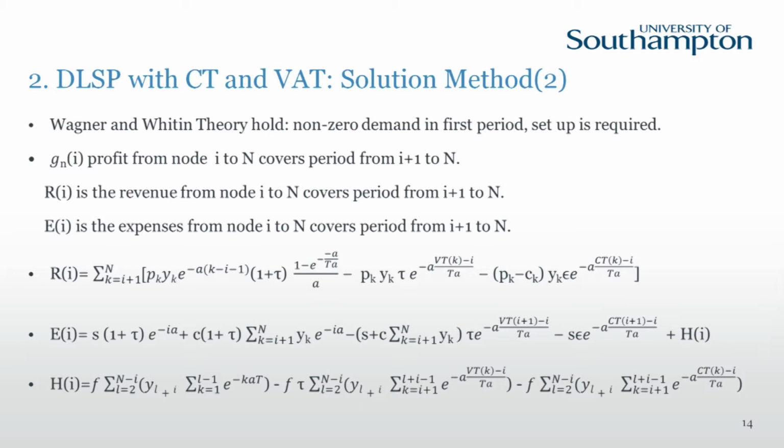So we redenote our problem, in the sense that the same Monge property holds, and we write G_i, which is the profit from node i to n, covering the periods from i+1 to n. Here R_i is the revenue, so the revenue covers from... if i is 2, it covers from period 3 until the end of the planning horizon.